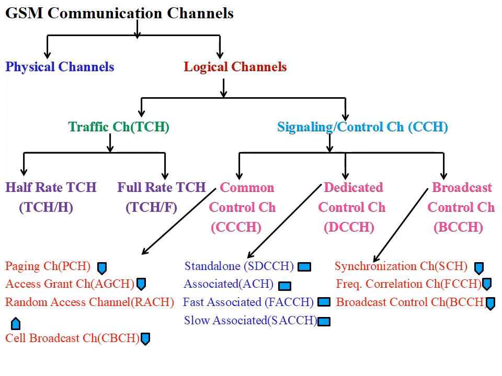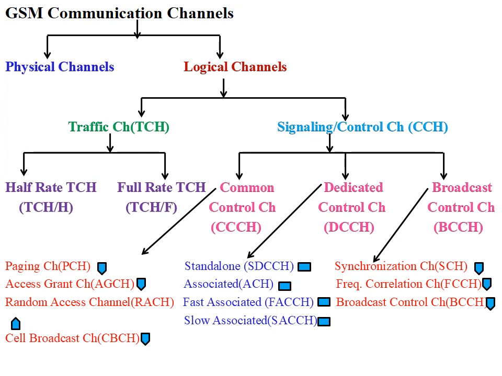First, common control channels, CCCH. These are again divided into three sub-channels: paging channel, access grant channel and random access channel. Dedicated control channel is again divided into four types: standalone channel, associated channel, fast and slow associated channel. Broadcast channels are divided into four types: synchronization channel, frequency correction channel, broadcast channel and cell broadcast channel.